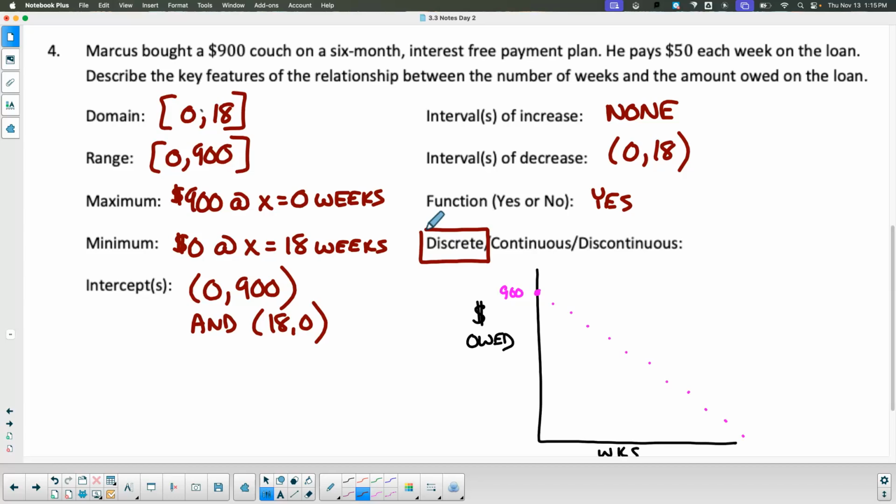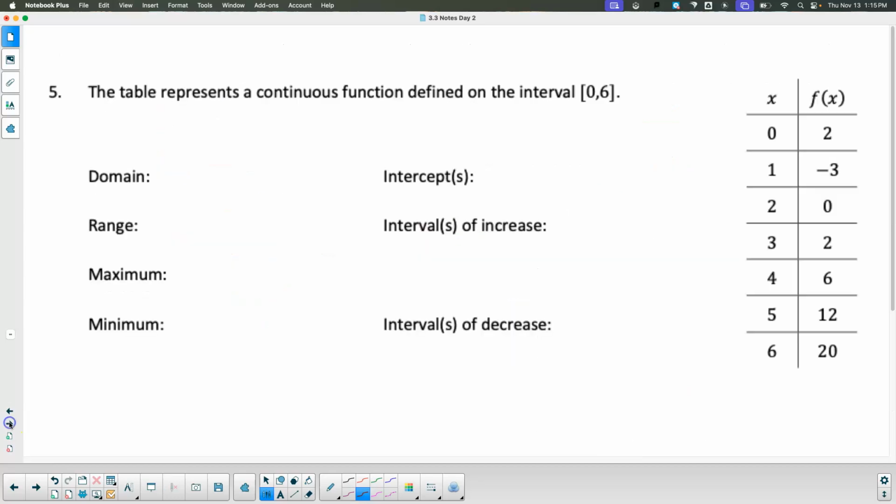Okay. Good to go? Right. Okay. So this table now represents a continuous function defined on the interval 0, 6. So that would be my 0, 6 with brackets would be my domain.